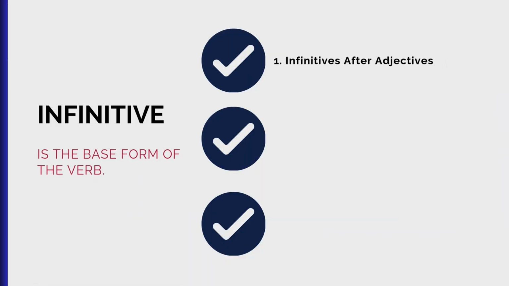Now let's talk about infinitives. An infinitive is the base form of the verb. It is usually preceded by to, but sometimes used without. Here are some points to remember about infinitives. We use infinitives after adjectives.